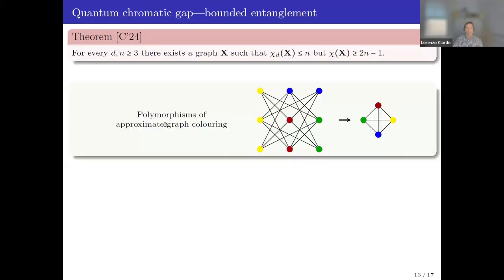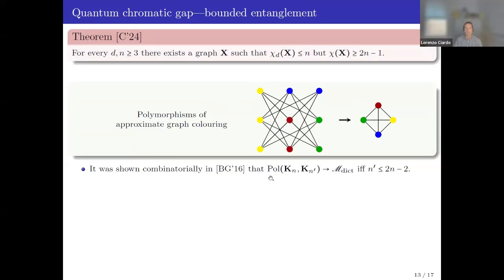How to prove it? Well, this essentially comes for free. So you look at the polymorphisms of approximate graph coloring, these objects here, and then you use as a black box a result shown by Brakensik and Guruswamy in the context of approximate graph coloring. So this is the power of using this connection between the two things.